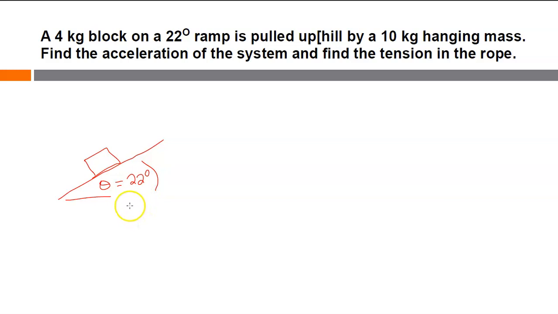Whatever. We know the mass of this one. There's a 4 kilogram mass sitting right there. That is the block on the ramp. It says it's pulled uphill by a 10 kilogram hanging mass. Now, when they say that, what they mean is that there's a rope that runs over a pulley and back down, and then I've got a second box over here.